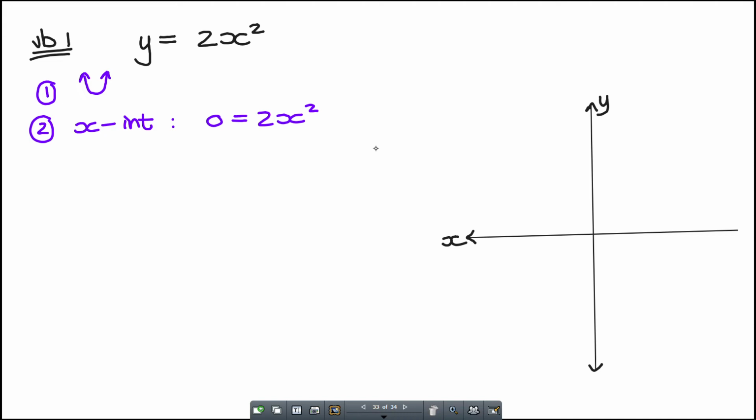Kom ons sê, I'm going to say plus 2. Sit net 'n plus 2 by. Okay, so dan is hy plus 2. Okay, so 2x kwadraat. Nee, maar nou gaan dit minus 2 wees. Maak dit 'n minus 2, sorry julle. Sorry, anders kan jy nie vierkantswortel kry van 'n negatiewe nie.